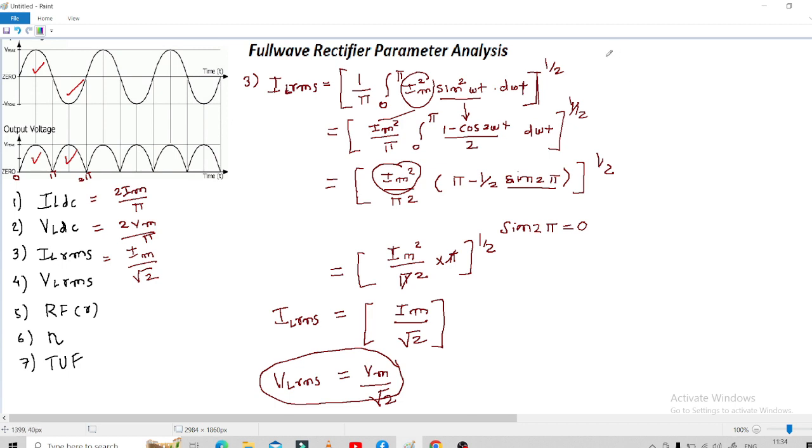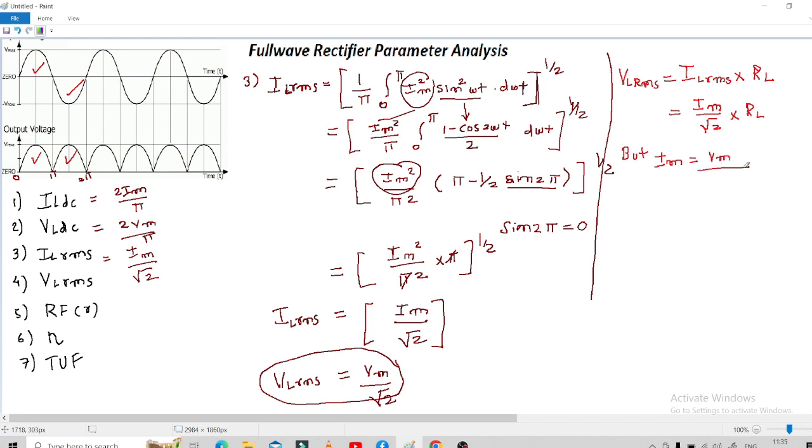But let us solve in another way. There is one more way to solve this equation. V_L RMS is nothing but I_L RMS into RL, that is V equals IR. So we know what Im is: Im into RL. And Im equals Vm by (RS plus RF plus RL).